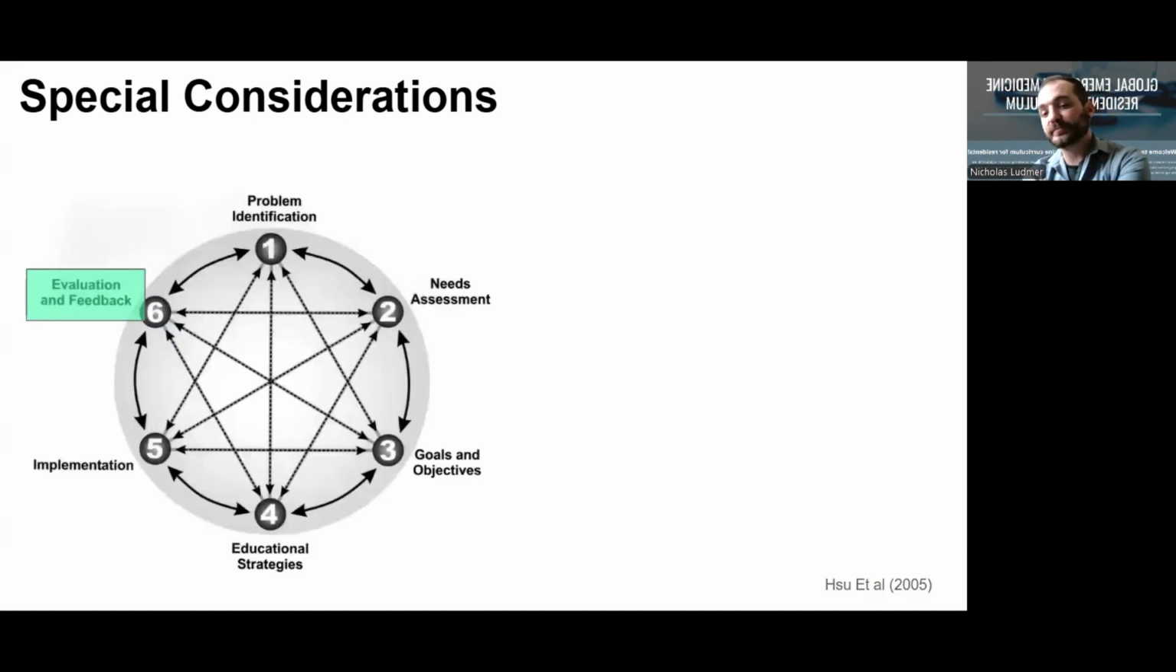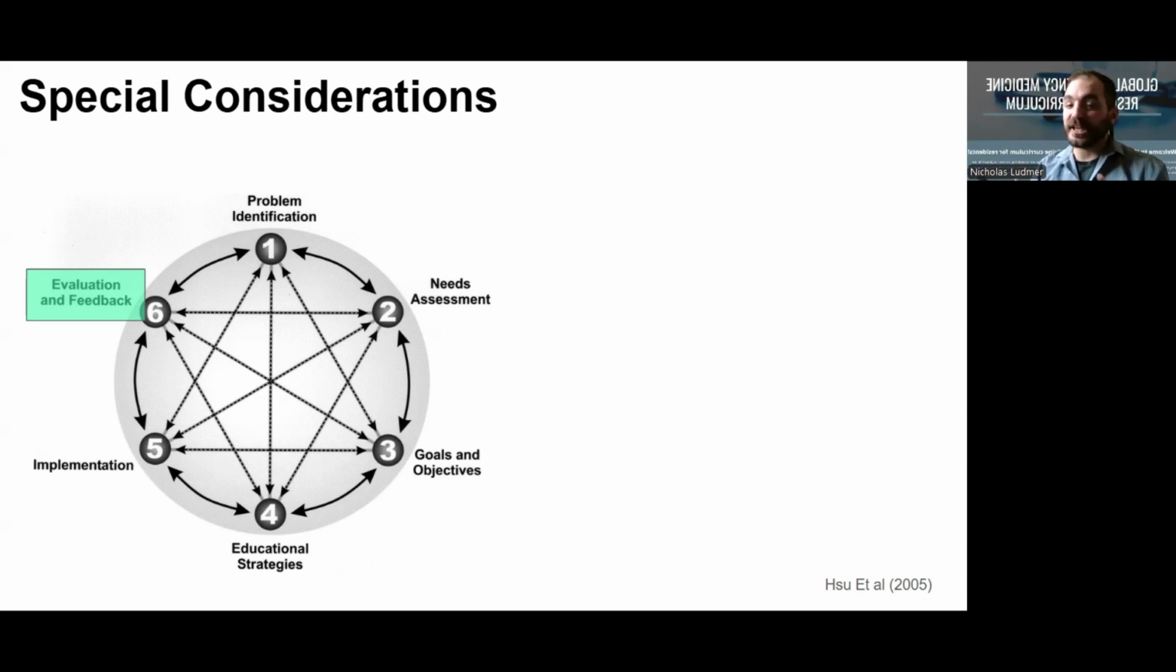And then finally, the last step of Kern's 6-step curriculum development model is you need some sort of method for evaluation and feedback, right? It's important to consider how you're going to evaluate the course that you deliver. Whenever you're going to do an educational intervention or deliver a course or curriculum, you want to be able to show that it was actually efficacious.